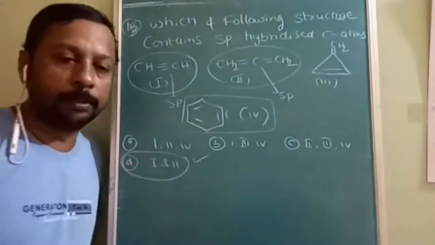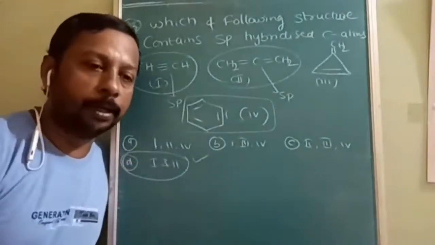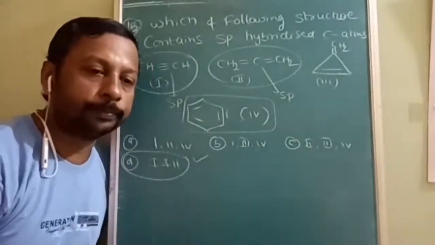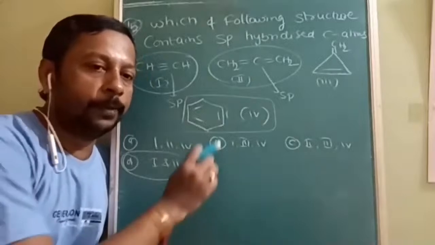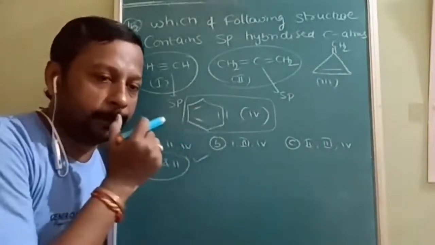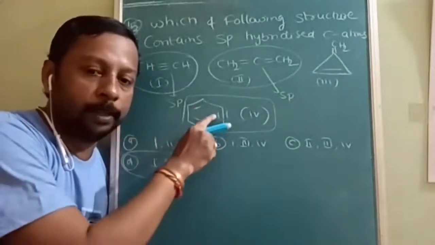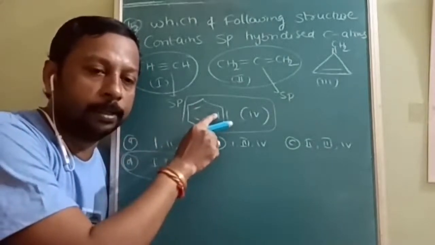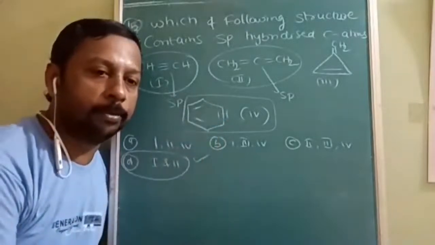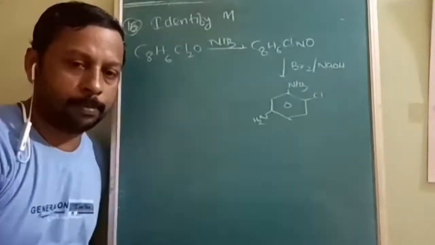Always remember, in benzene, all carbons are sp2 hybridized only. Why? Because if it were sp hybridized, the bond angle should be 180 degrees. But will it be able to maintain 180 degrees? No. So as per the 120 degree bond angle, it should be sp2 hybridization only.